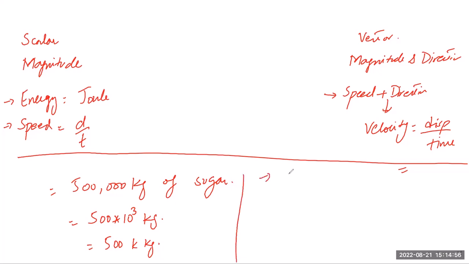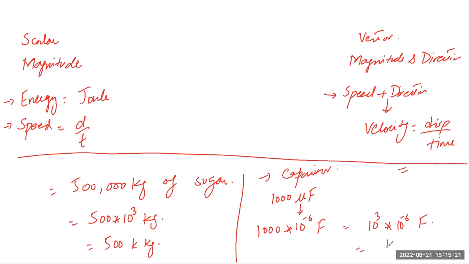We can take another example, let's say in the case of a capacitor. Someone says that I have a capacitor of 1000 microfarad. Micro is 10 raised to power minus 6. So I can write 1000 into 10 raised to power minus 6 farad. I can convert it to 10 raised to power 3 times 10 raised to power minus 6 farad, or simply 10 raised to power minus 3 farad. Or I can say I have 1 millifarad. So 1 millifarad and 1000 microfarad are equivalent quantities.